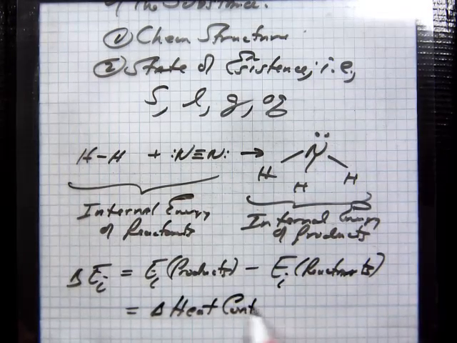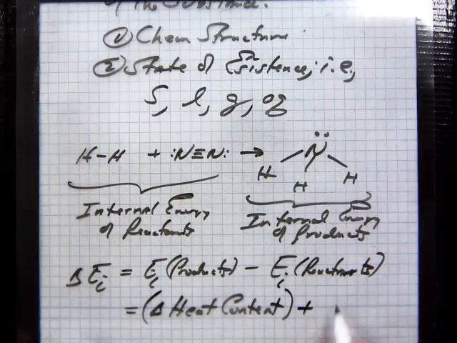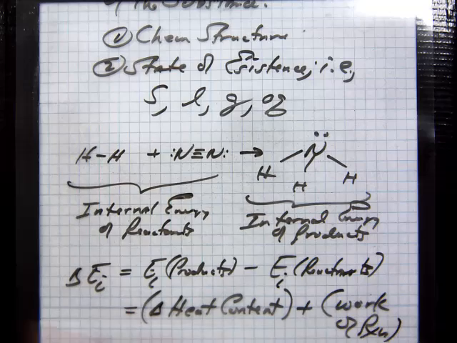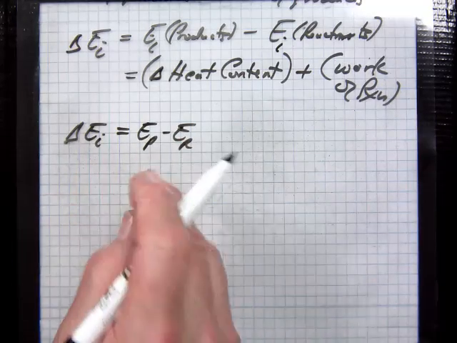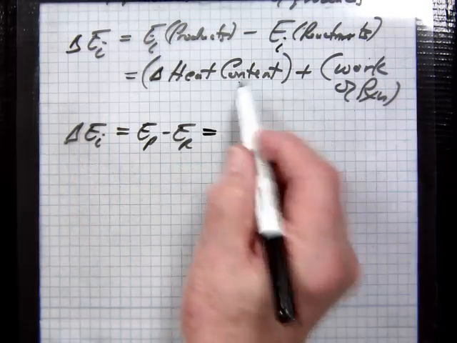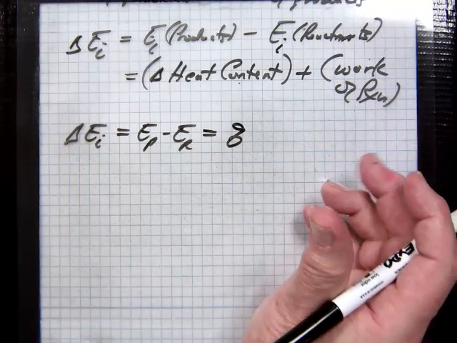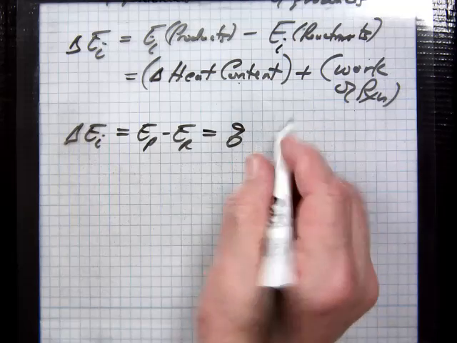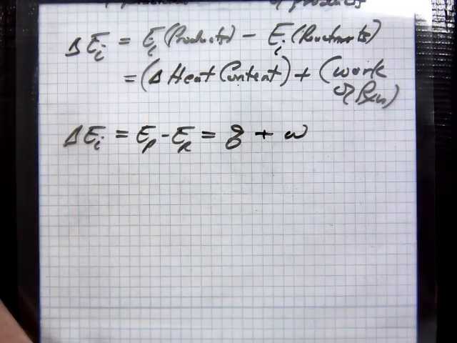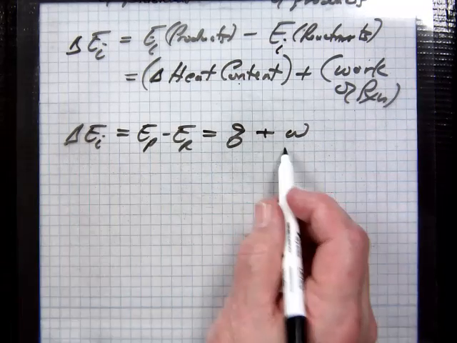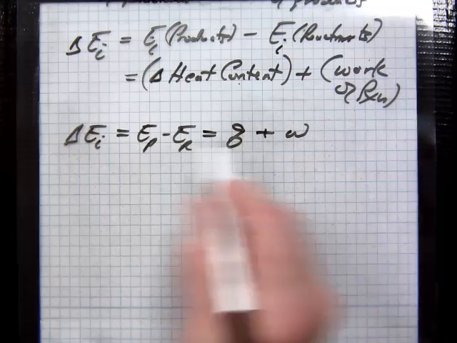So we can take the change in internal energy as a change in heat content plus work of the reaction. That's the process that we're going to attack right now. Change in internal energy is E products minus E reactants, which is now two terms. Heat content, or change in heat content, or the heat flow associated with the reaction, plus the work of the reaction. So this is the first law equation right here, Q plus W.